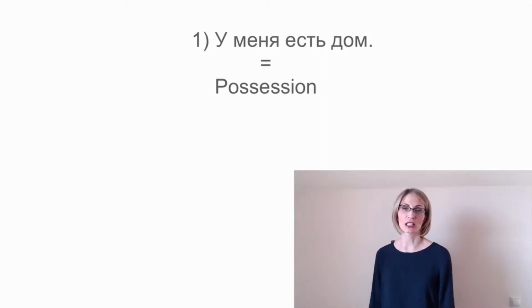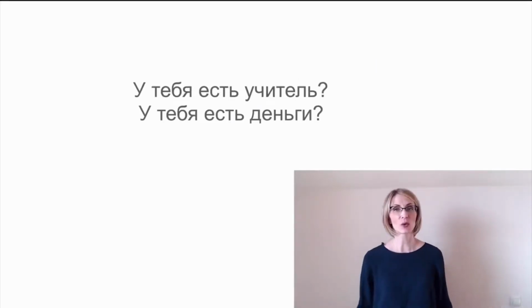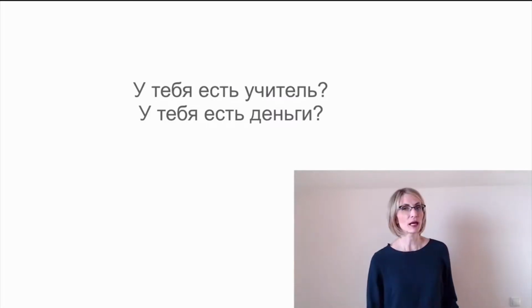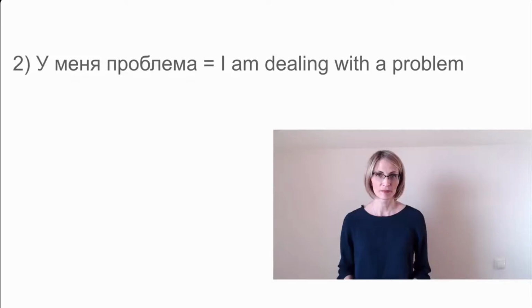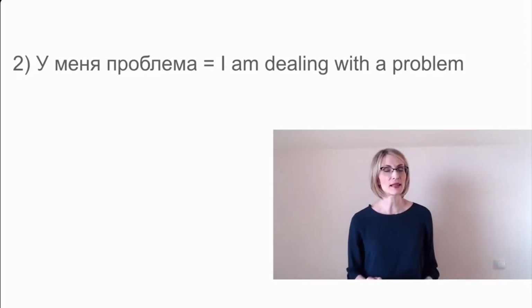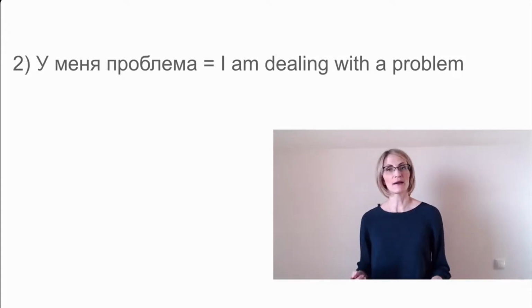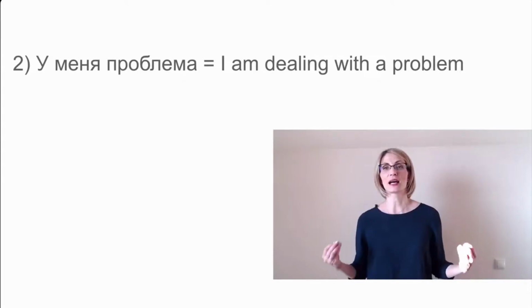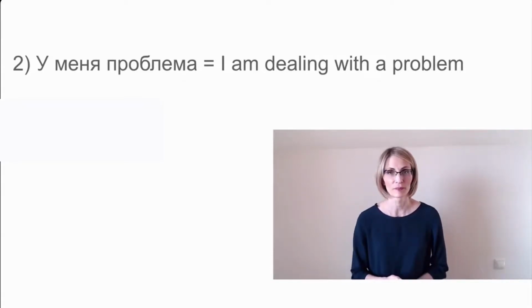Very often this construction will be used to ask a question. У тебя есть учитель? У тебя есть деньги? Let's look at the second example, where есть is not going to be used. У меня проблема. In this sentence, I'm not informing you that I have a problem, but what I'm trying to say is that I'm dealing with a problem.